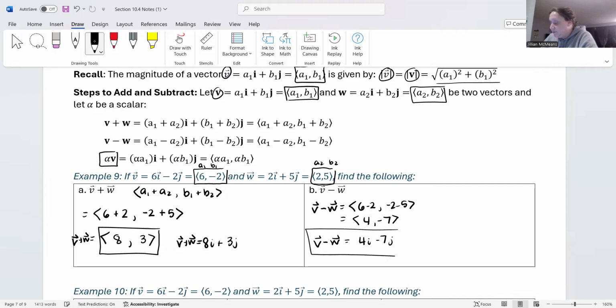And that's it. And I'm not really torn up about which format you use. I do want you to understand both and how to write either one in the other format, but either one's fine. I prefer the little pointy brackets, the position vector.